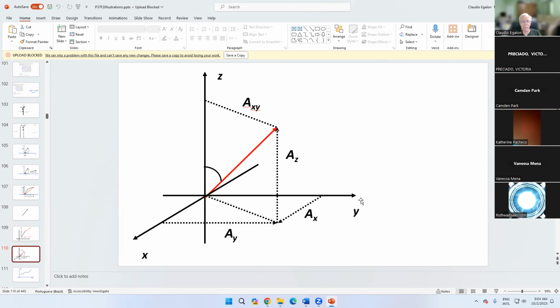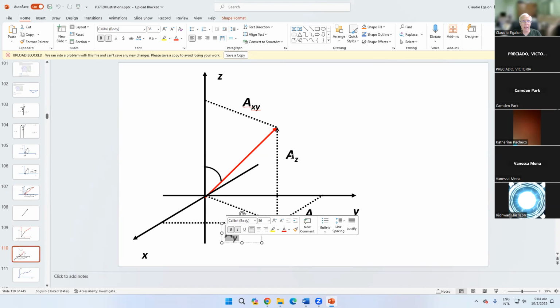Here's the XY plane. This line here is along the XY plane. This line here is parallel to the Z axis, right? This vector is parallel to the Y axis, and this vector here is parallel to the X axis. That's why I put AX, AY, AZ. And then I call this one the AXY because it is in the XY plane. When you sum AX plus AY plus AZ, you get this red vector.